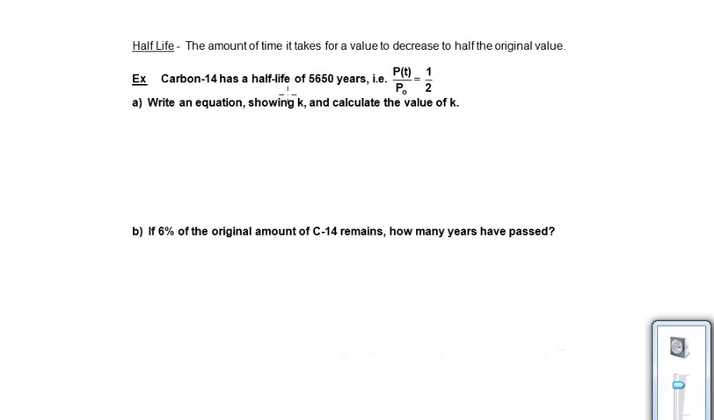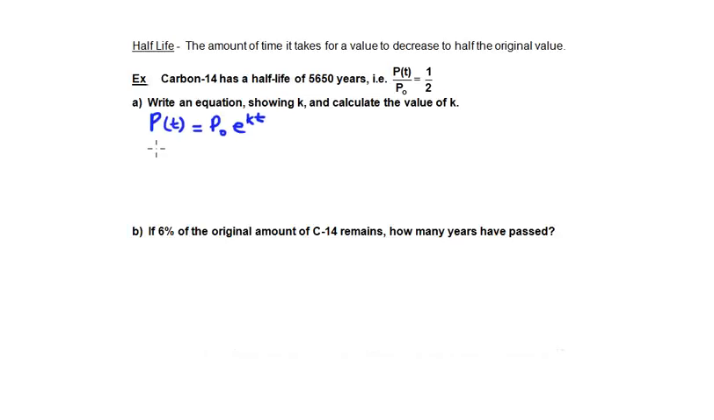Carbon-14 has a half-life of 5,650 years. And the exponential formula we can write generically as P of t is equal to P0 e to the kt, where P of t is the current or final quantity and P0 is the original quantity. If we write this as a ratio, we can compare the final quantity and the original quantity. So we divide both sides by P0 and get this ratio. And in this case, our ratio is equal to a half. That is, the final quantity is 1/2 the original quantity.